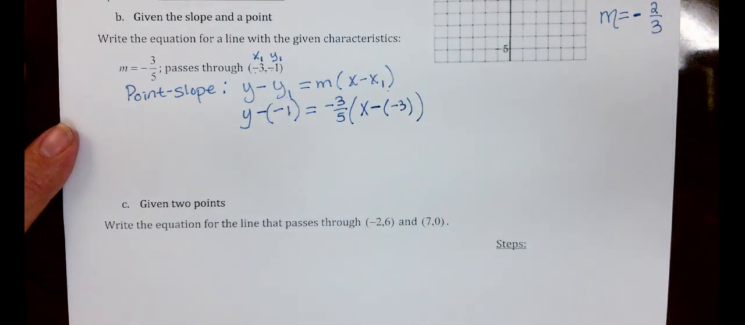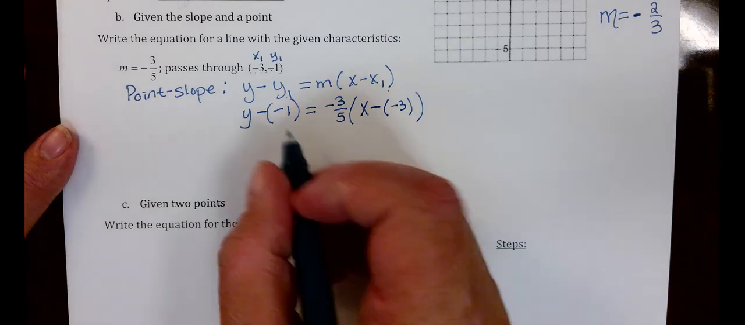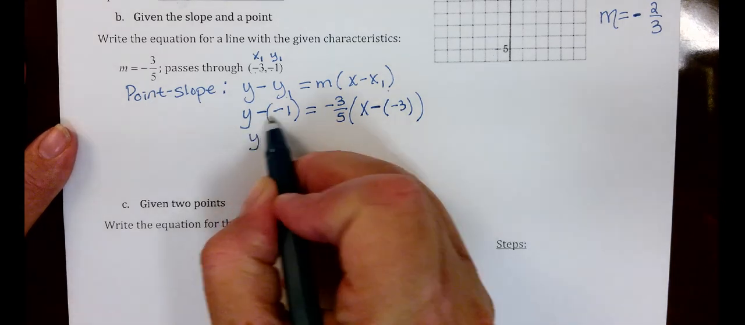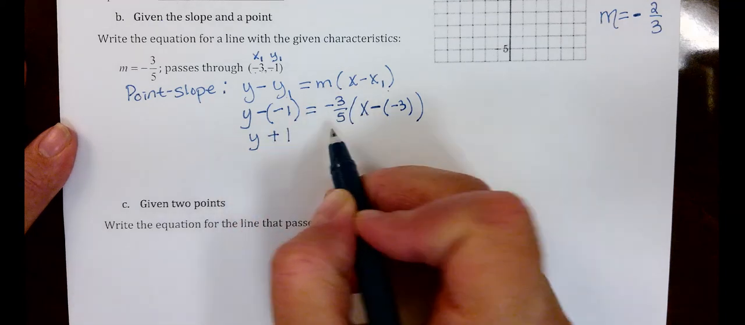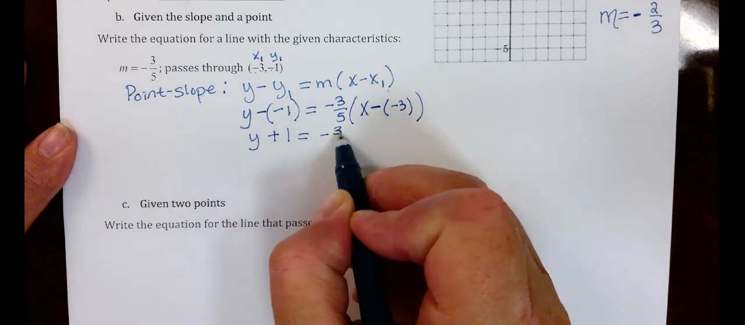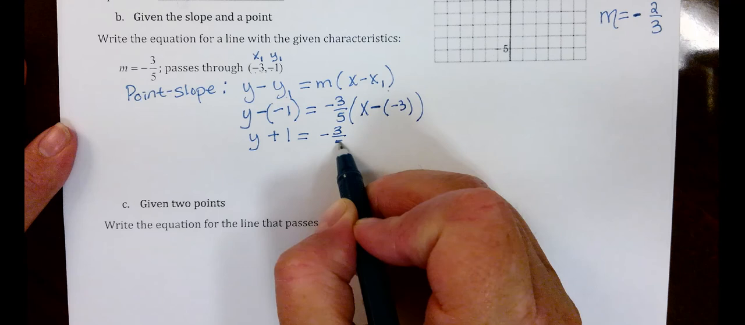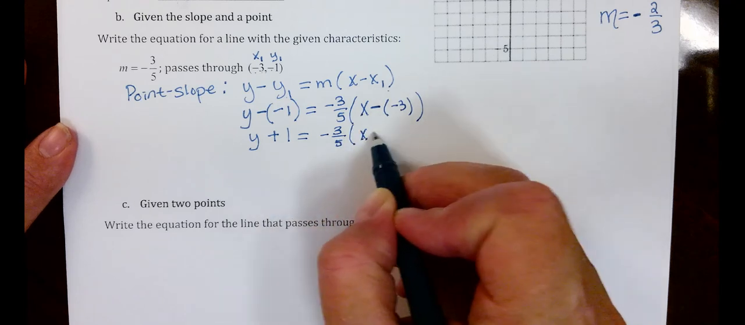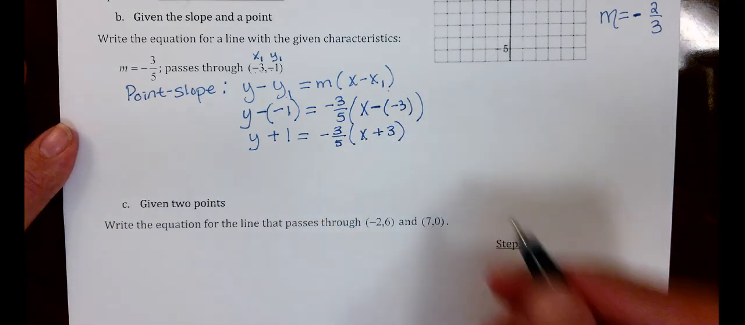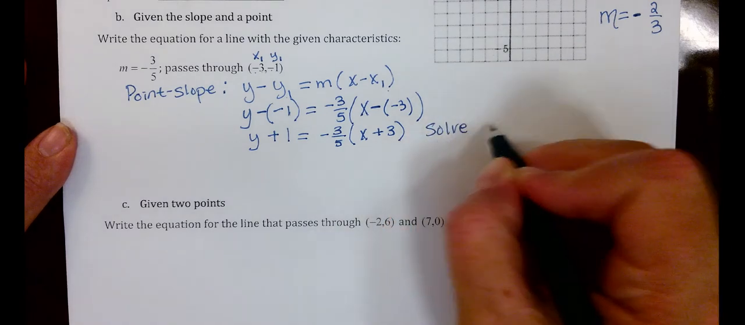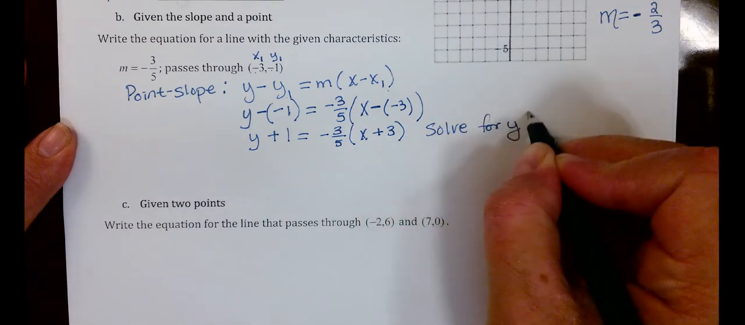Okay, so our next step is to clean this up. So let's go through, and where we have these double negatives, that turns to a positive 1 equals negative 3/5, and then x plus 3. Here we're going to solve for y.